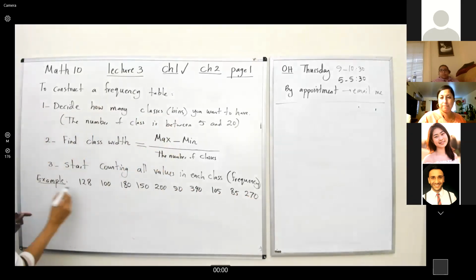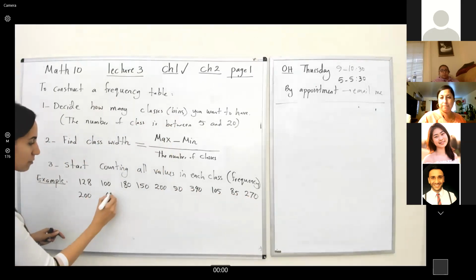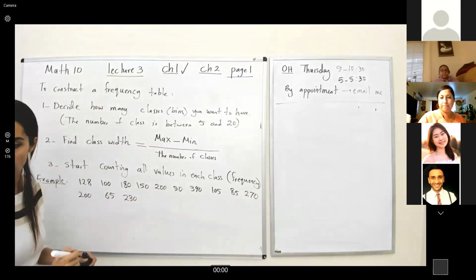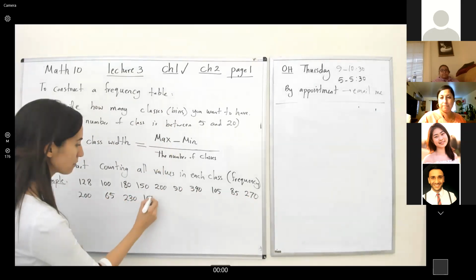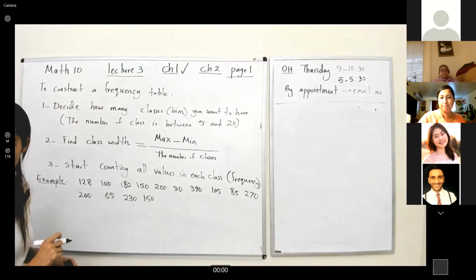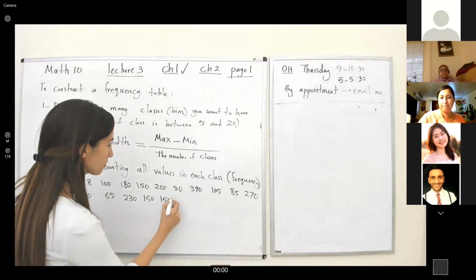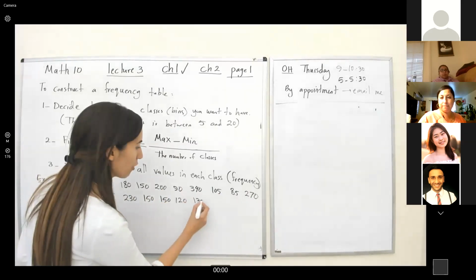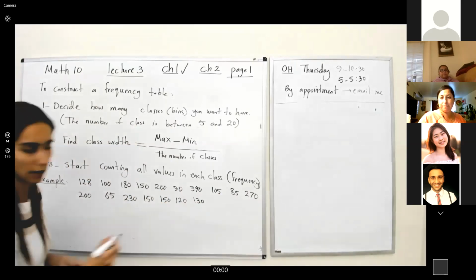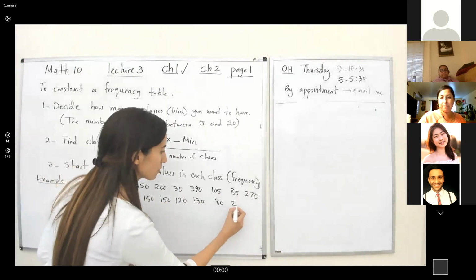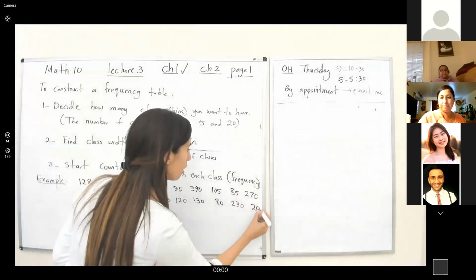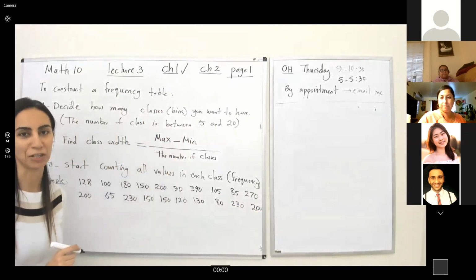Second row, I have 200, then I have 65, next 230, next 150, next another 150. Then I have 120, 130, 80, 230, and I have 200. This is my second row.